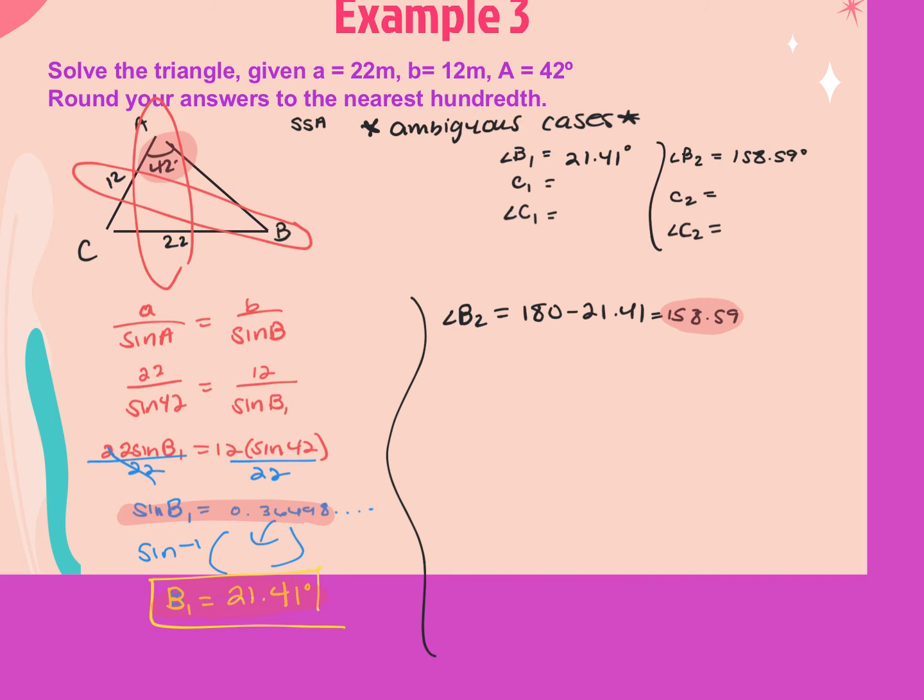So 158 plus 42 is bigger than 180, yes? Okay, 158.59 plus 42 gives me 200 degrees. That would mean angle C2 is 180 minus 200 degrees. So as soon as you see that it's bigger than 180, I know there's no second triangle. I need to finish the first one, but I know there's no second one.